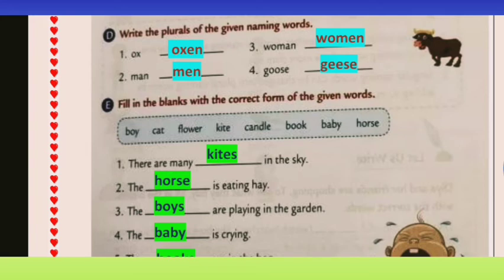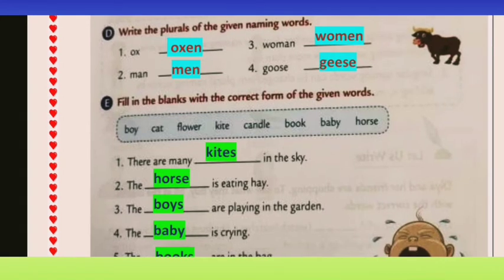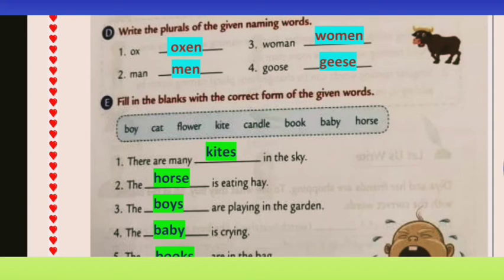Now I have told you the fifth way, a different way, that how you can change the plural. You have to completely change the whole word. First is ox. You will make it oxen. Oxen is the plural form of ox. You have to learn it, students. Ox is a singular form. Ox means one ox. Oxen means two or more than two ox.